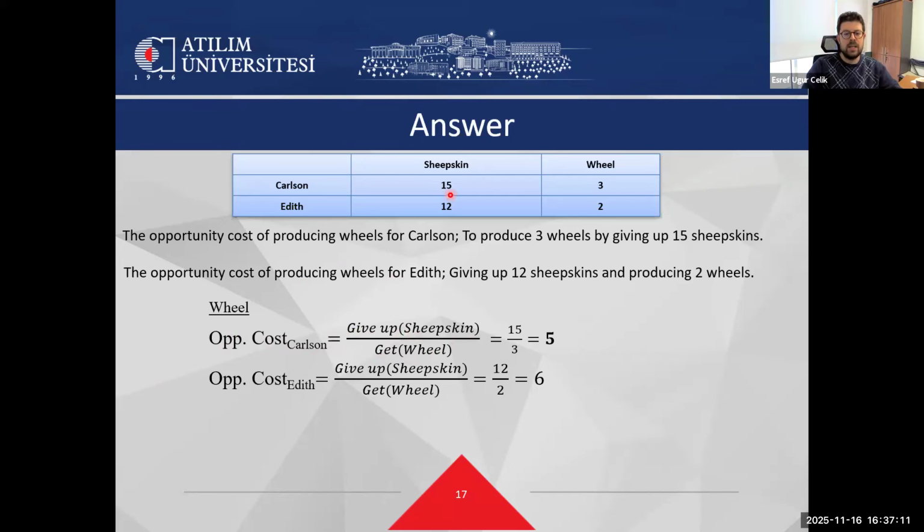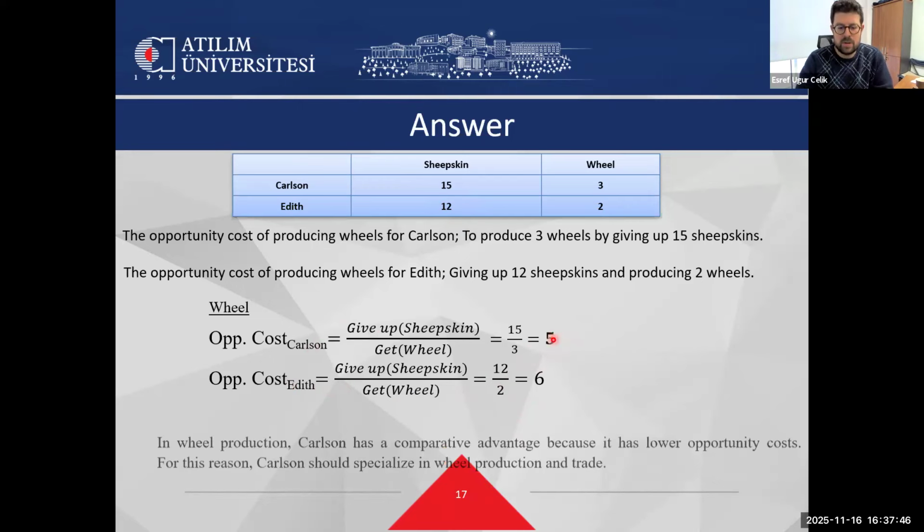What David Ricardo said, the small or less opportunity cost is the winner. So for that question, Carson gets the fewer opportunity costs. That's why Carson gets the comparative advantage for the wool. The winner of comparative advantage wins also specialization and trade, okay? Don't forget. The same answer.